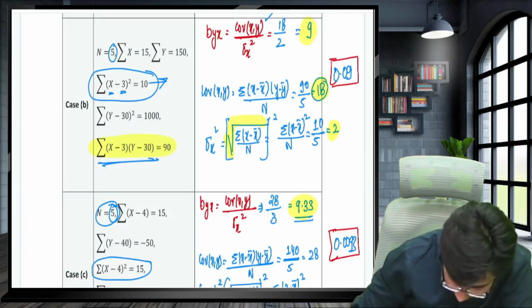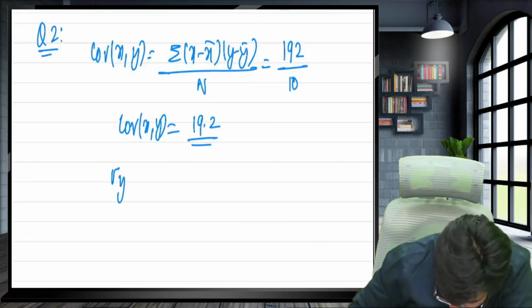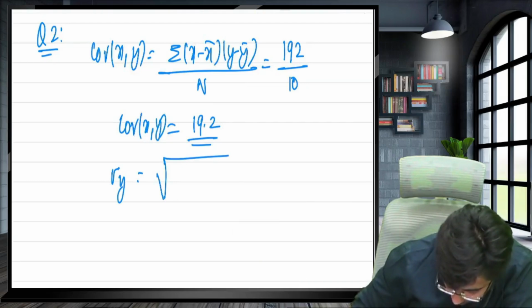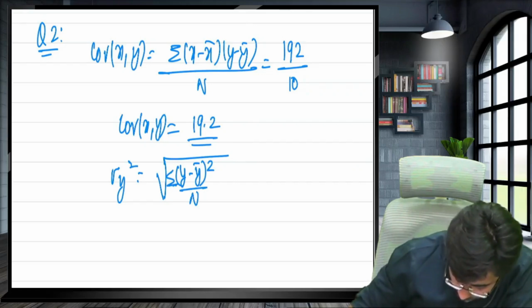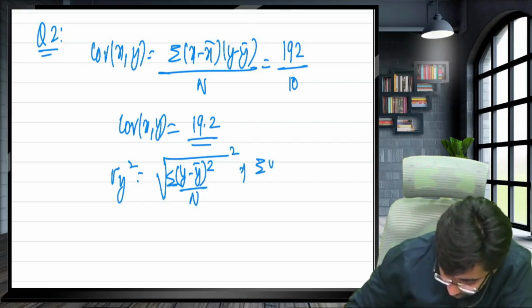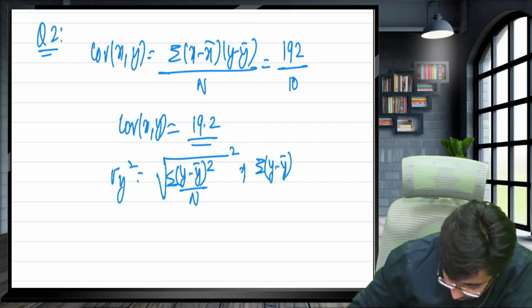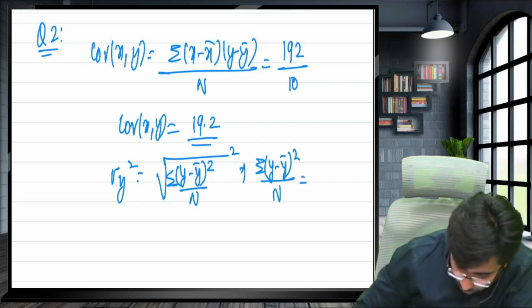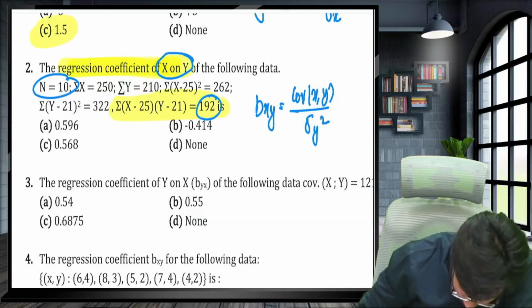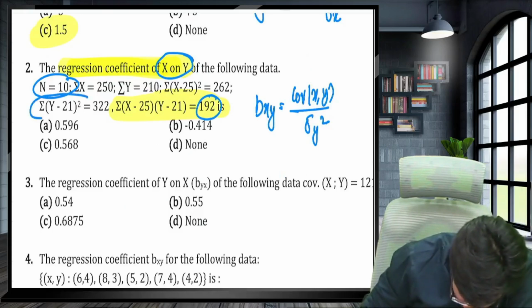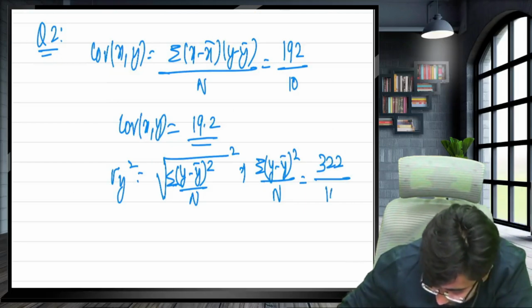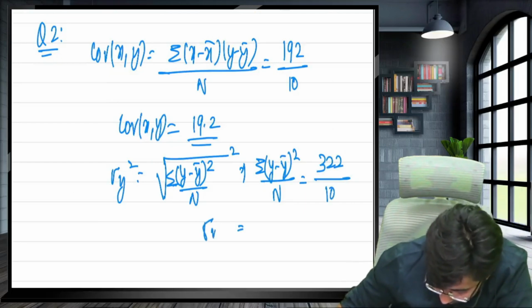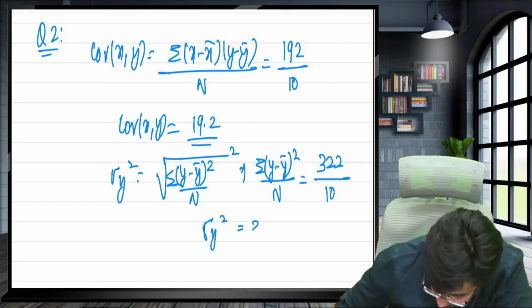Guys, now you need standard deviation of y. This is under root of summation of (y minus y bar) whole square divided by n. But when you take square, the under root will vanish, and it is summation of (y minus y bar) whole square divided by n. So what is summation of (y minus y bar) whole square? It is 322 divided by n, which is 10.